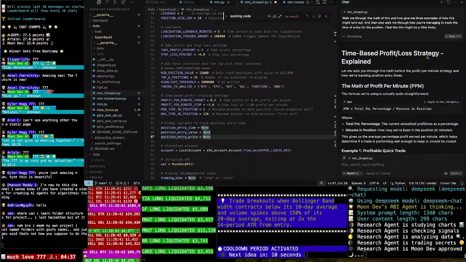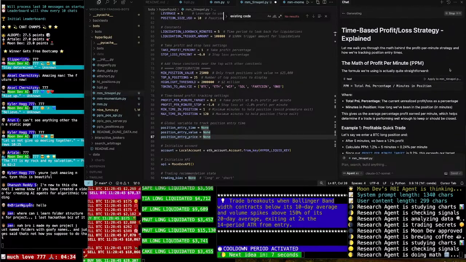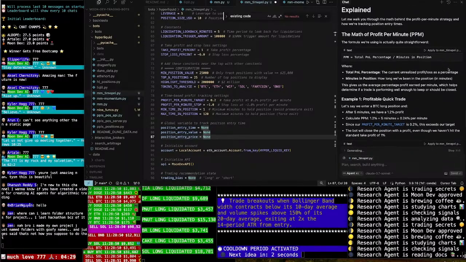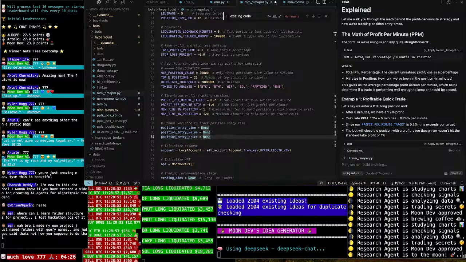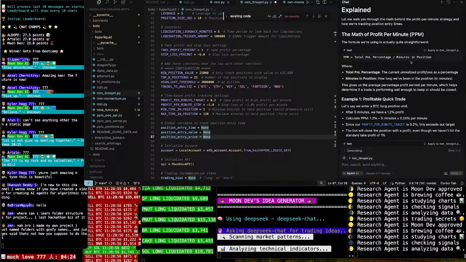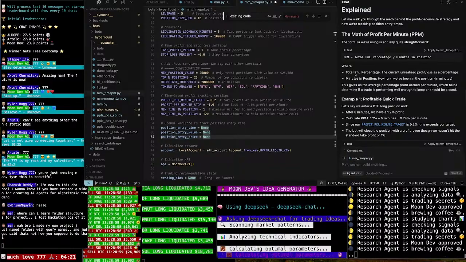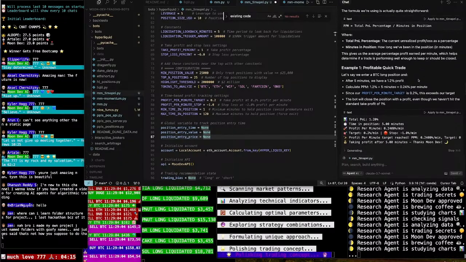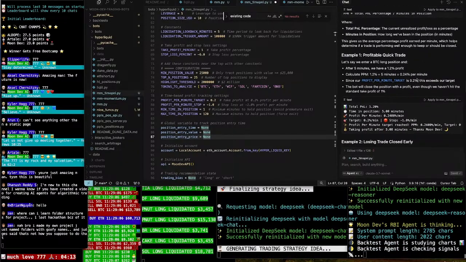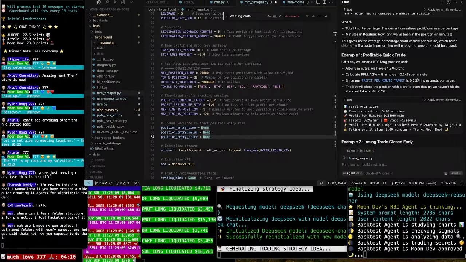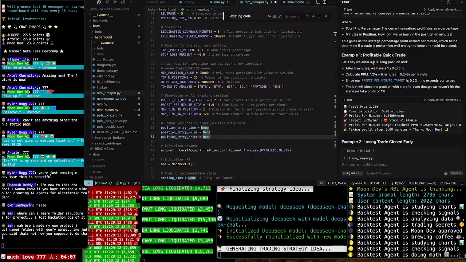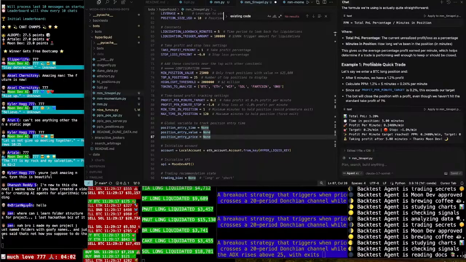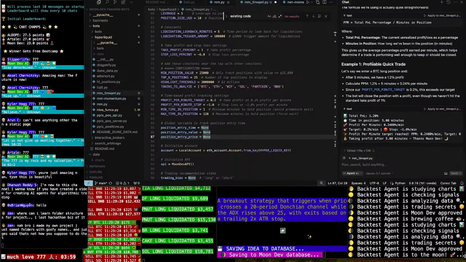Time-based profit loss strategy explained. Let me walk you through the math behind the profit per minute strategy. The formula we're using is actually quite straightforward: total P&L percentage divided by minutes in position. Where total P&L percentage is the current unrealized profit loss as a percentage, and minutes in position is how long we've been in the position in minutes. This gives us the average percentage profit earned per minute, which helps determine if a trade is performing well enough to keep or should be closed.